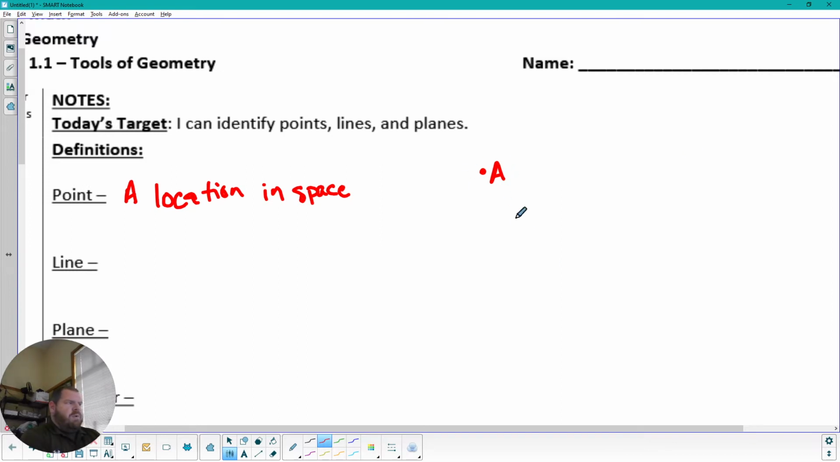We might have point A here on the paper, and we can call it that. If we were to try to identify it, we'd say that's point A, or you could just say A. Either one verbally would work. Obviously, saying that it's point A is a little easier for the person reading it to understand what you're talking about.